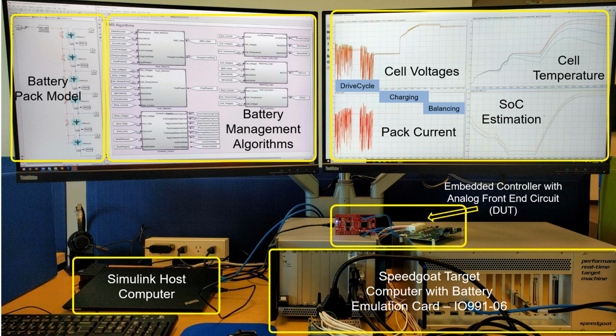With that, I will turn over to Javier, who will explain to us the common BMS architecture and how we can use MATLAB and Simulink to design and test battery management algorithms.